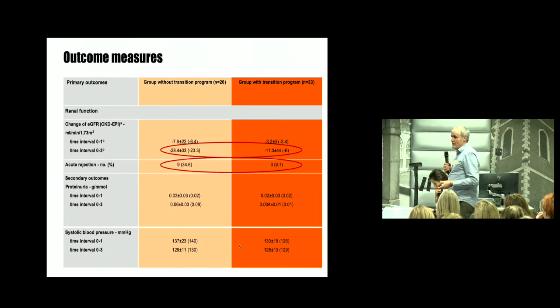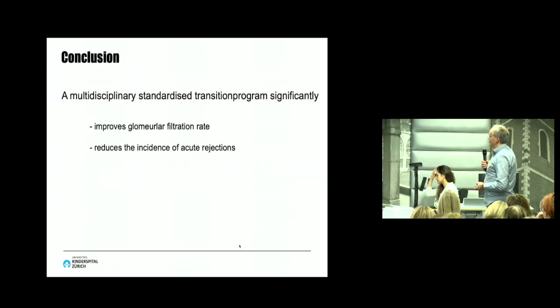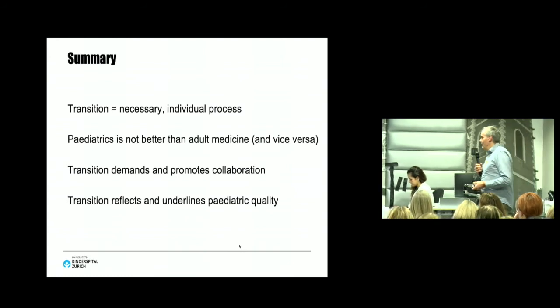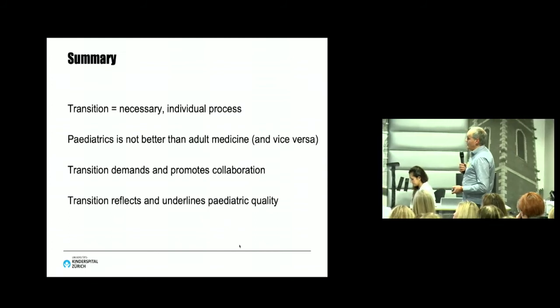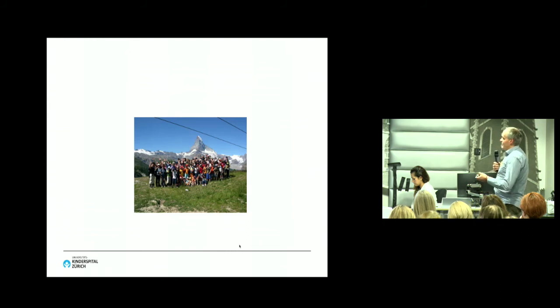Of course, the number is low, I know. And you see here again the group without the transition program ending up with a higher percentage rejection rate than the one with the transition program. So the conclusion: it improves GFR, it reduces the incidence of acute rejection, and I think it's worth investigating in these children. So to summarize, I think transition is an individual process ending up in transfer. We can't do it better than adults, and adults can't do it better than pediatricians. That's important to realize. And it demands collaboration, and it reflects, by the end of the day, the pediatric quality of work. So let me finish with this slide.